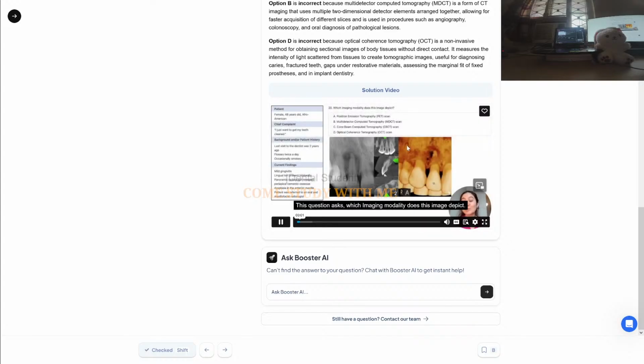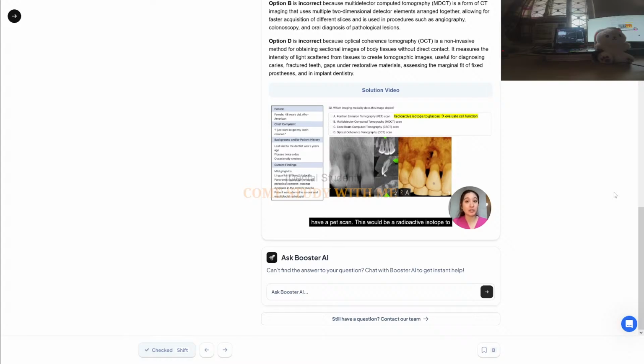This question asks, which imaging modality does this image depict? So let's go through our answer choices. First, we have a PET scan. This would be a radioactive isotope to glucose that we use to evaluate cell function. This isn't often used in dentistry, so we can eliminate this answer. Next, we have an MDCT scan. This is used in angiography, colonoscopy, oral diagnosis of pathology. This is not what we're seeing here, so we can eliminate this answer as well.